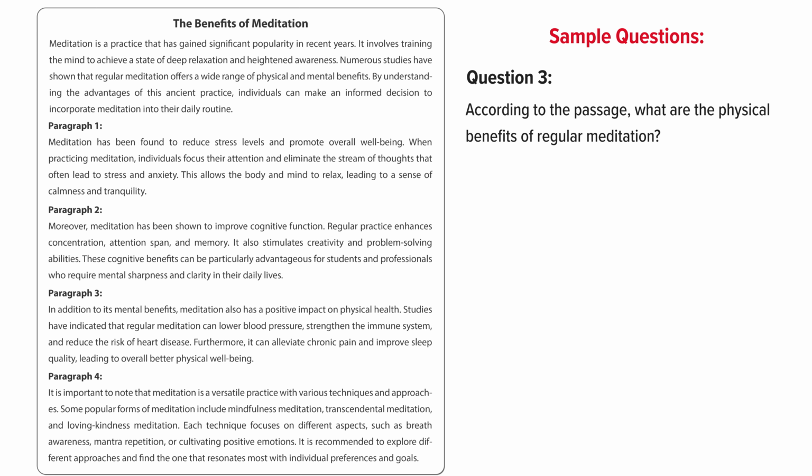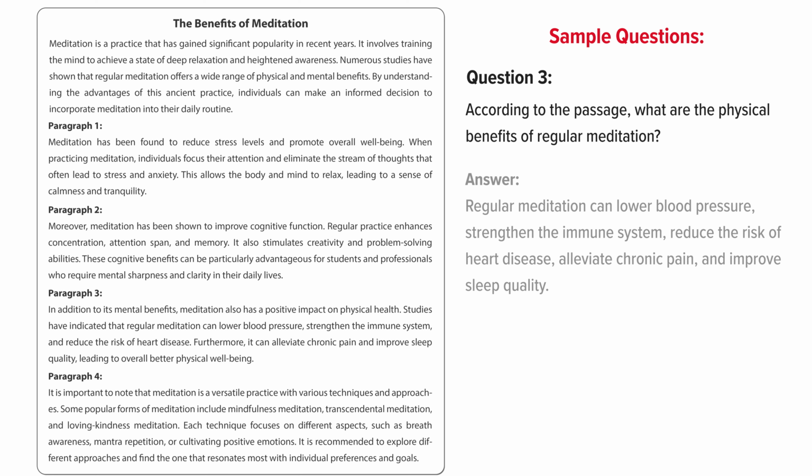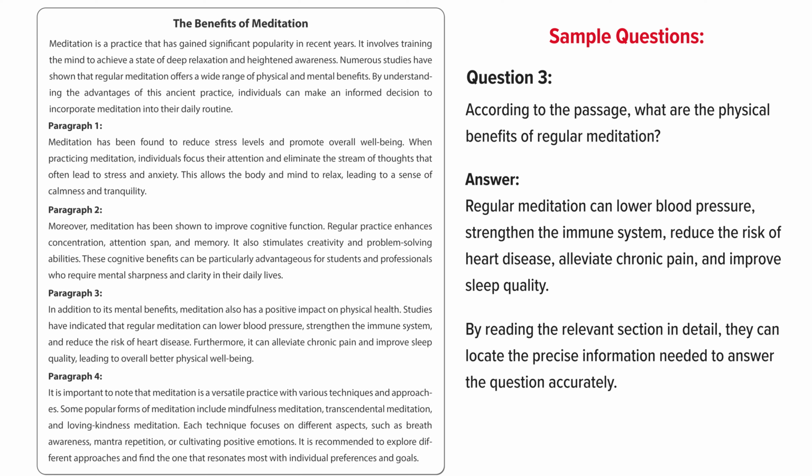Question 3. According to the passage, what are the physical benefits of regular meditation? Answer. Regular meditation can lower blood pressure, strengthen the immune system, reduce the risk of heart disease, alleviate chronic pain, and improve sleep quality. Explanation. To answer this question, the test taker should refer to the information in paragraph 3 by reading the relevant section in detail. They can locate the precise information needed to answer the question accurately.